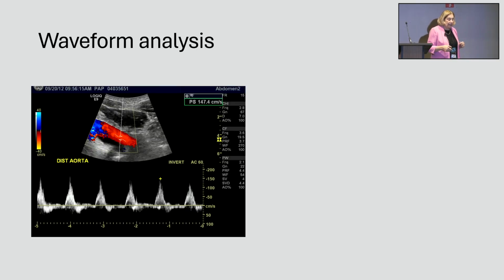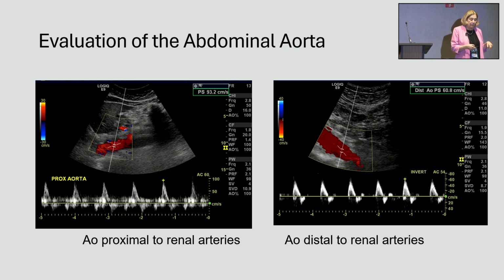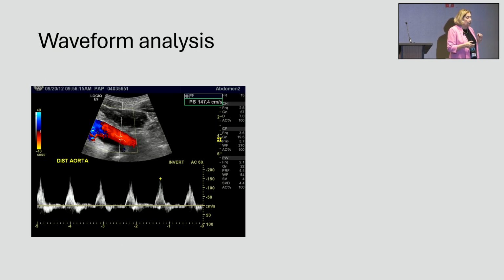Now here's a distal aorta, and I showed you on this last one, we have one where both of them have flow reversal, they have an upstroke, one is less resistant than the other. So what do you think about this? Does this look like a normal aortic waveform?